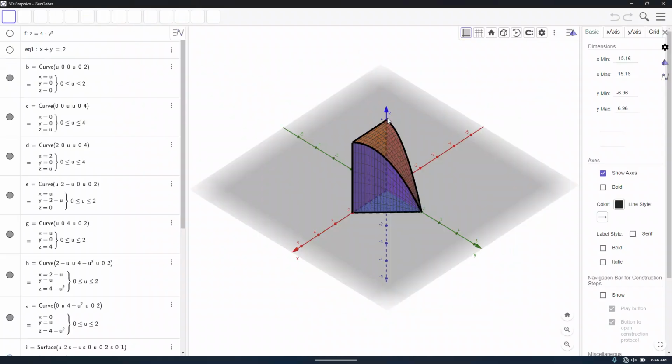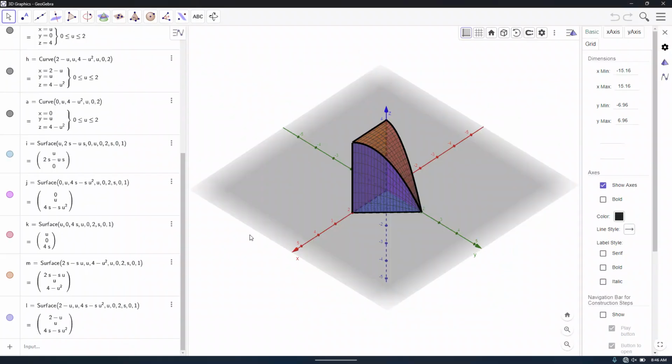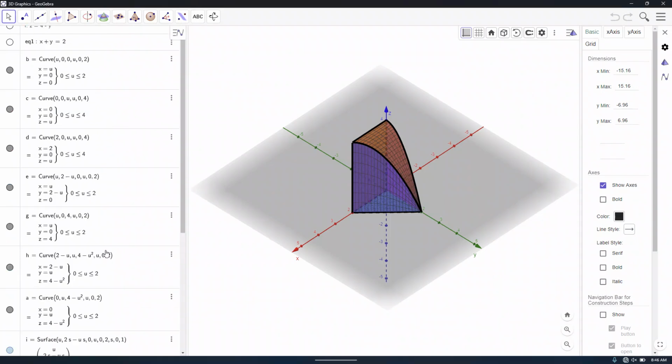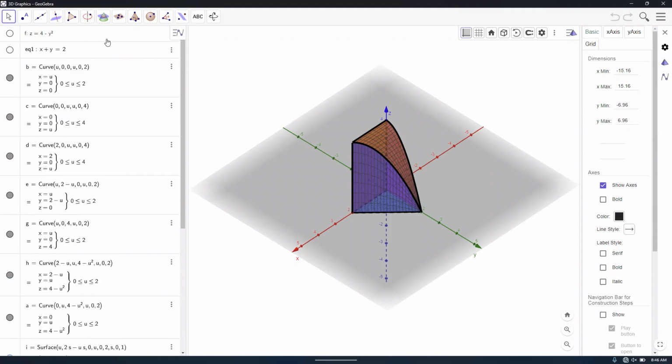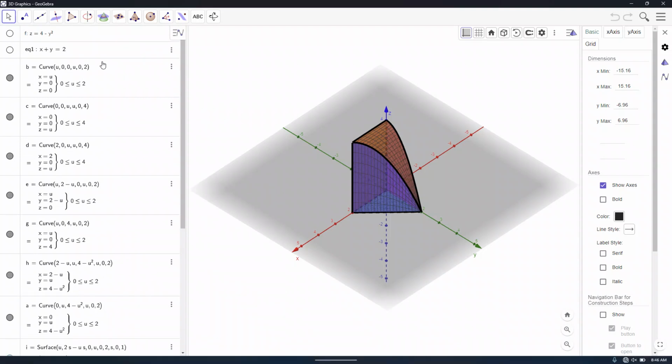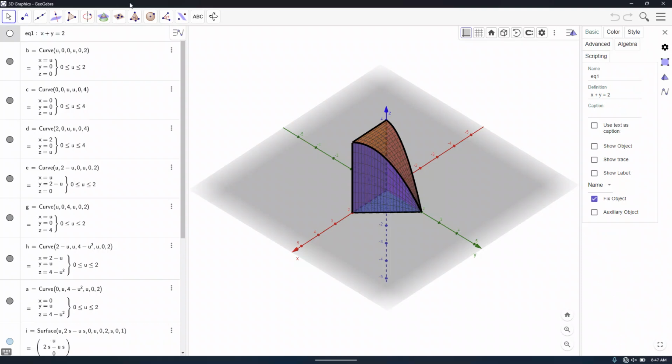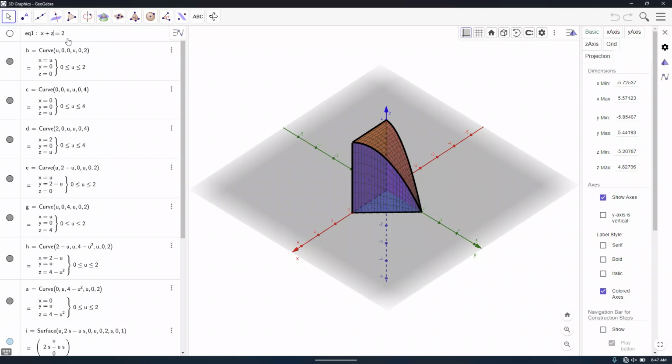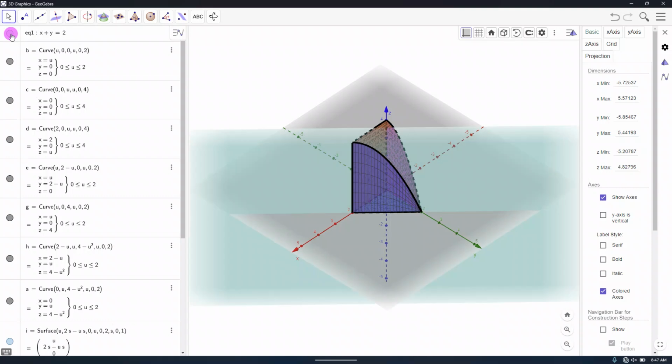This is the one. Yes, this is the one. All right. So here we have x plus y equals 2, or rather x plus z, not x plus y. That's x plus z in this case. So we have this plane right here.